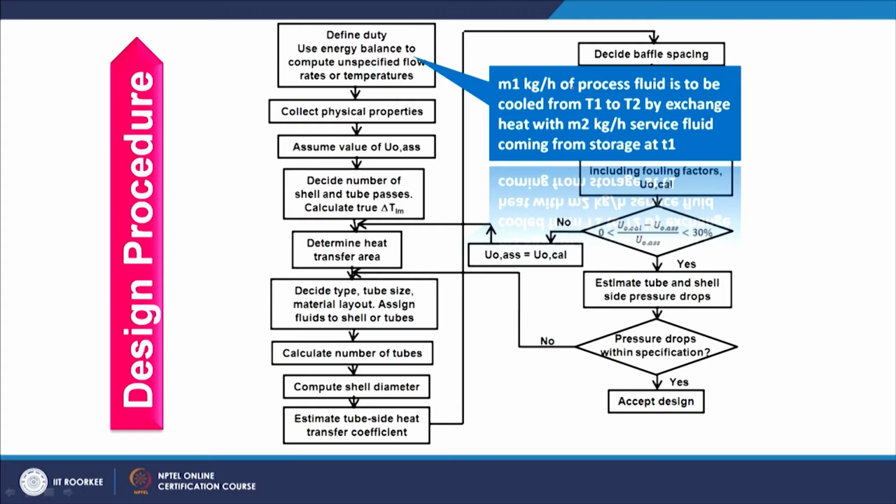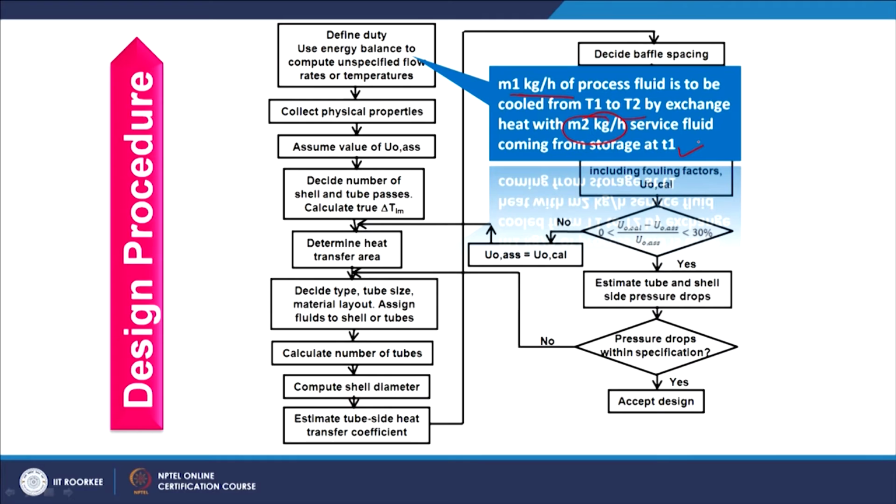Now, to define this duty, we should understand what the known parameters are. The problem of shell and tube heat exchanger design goes as: m1 kg per hour of the process fluid is to be cooled from T1 to T2. If it is cooled, it means this is the hot fluid, by exchanging heat with m2 kg per hour of service fluid, which is coming from the storage at temperature t1.